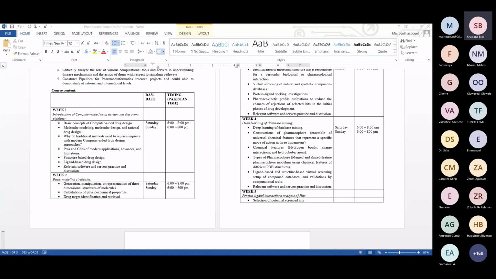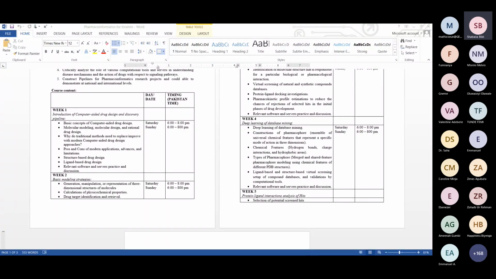And the basic modeling strategies, I will let you know what the drug structures and the receptor structures are, and if they are available, which technique you will go for, or what kind of software you will use, and what kind of results you can retrieve from them. So we will try to make maximum learning in this specific course.